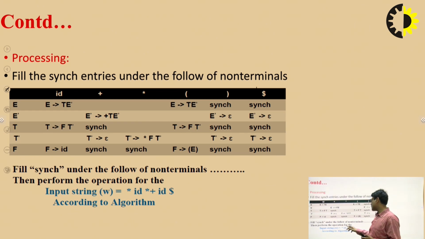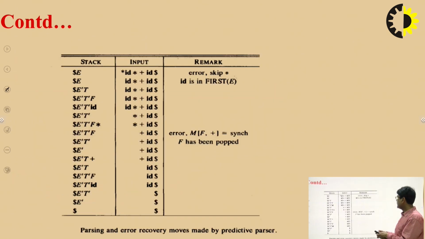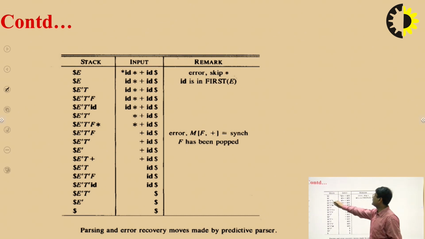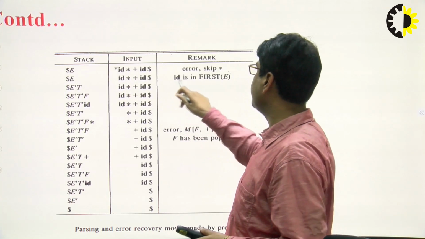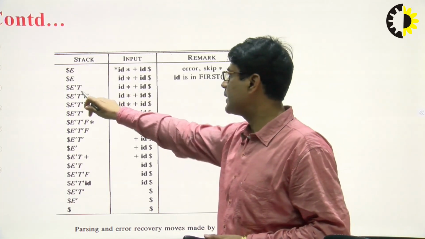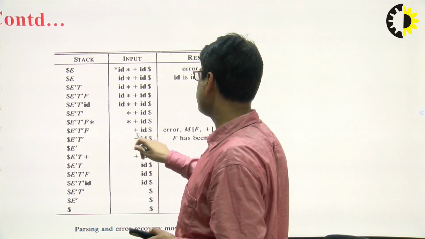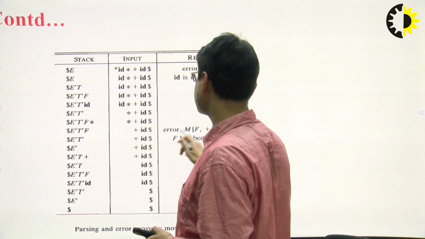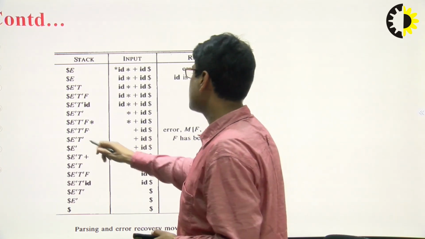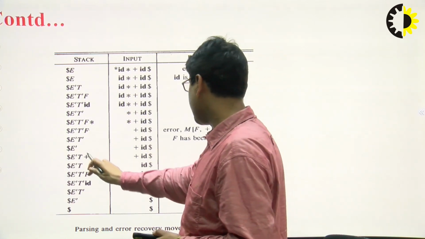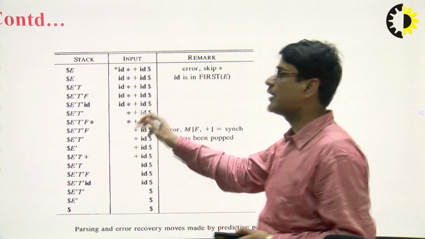Then perform the operation for the input string star ID star plus ID dollar. If you look at this input, it is not correct. So if you are performing E and star, there is an error. So skip star. Then dollar E, star is skipped, E and ID. ID is in first of E, so it is executed, E dash T, F dash DT. Then again we are putting F and plus. F and plus is an error, because for F and plus there is no direct entry. So what are we putting? Synchronize is there. So F is removed, F has been popped. Again we continue and we get completion of this process.